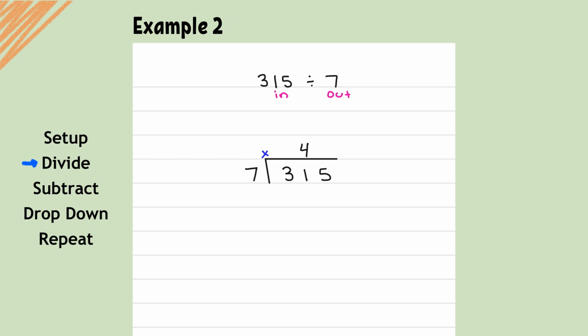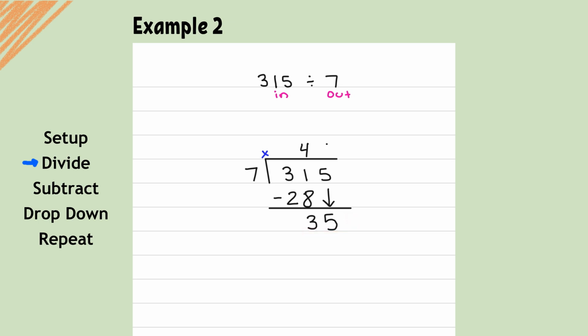So 7 times 4 is going to be 28. So we're going to subtract 28 from 31. Notice I put my 4 on top of the 1 because we put it into the entire number 31 and not just 3. 31 minus 28 is going to be 3. And then we need to bring down our 5. And that 3 is going to become 35. Ask yourself the question again. 7 times what is going to give me 35 without going over 35?